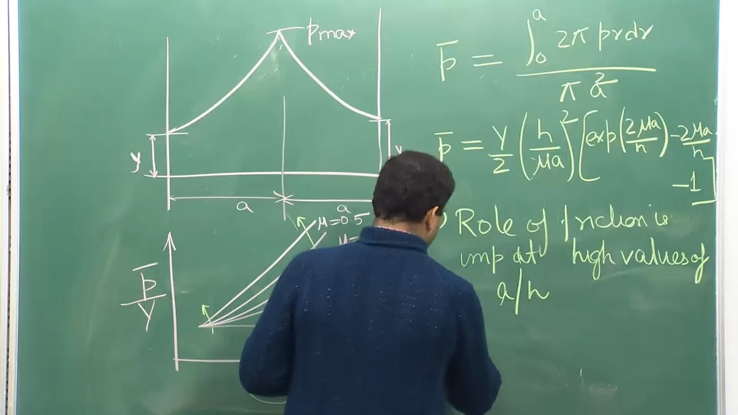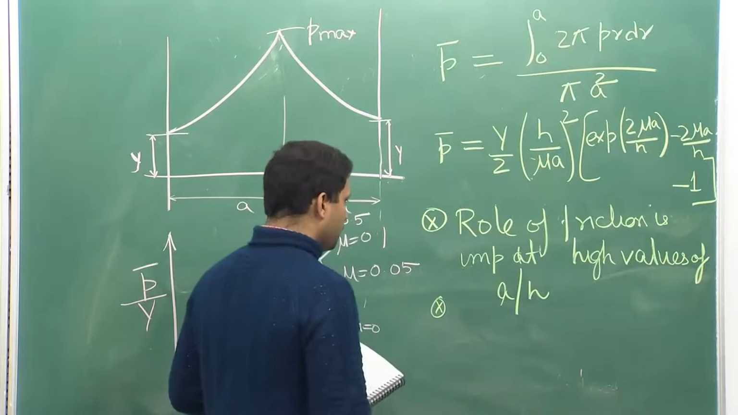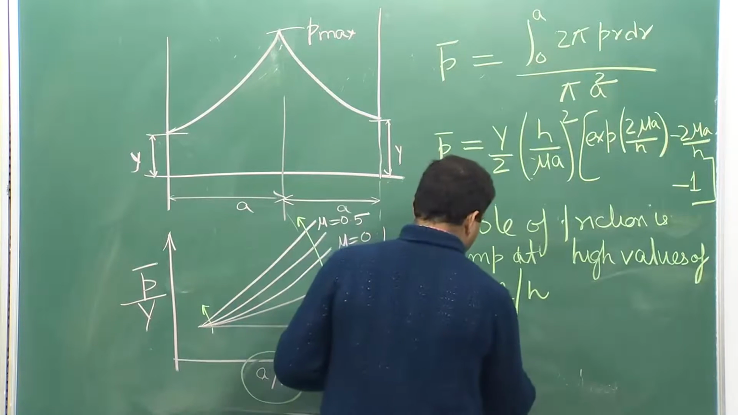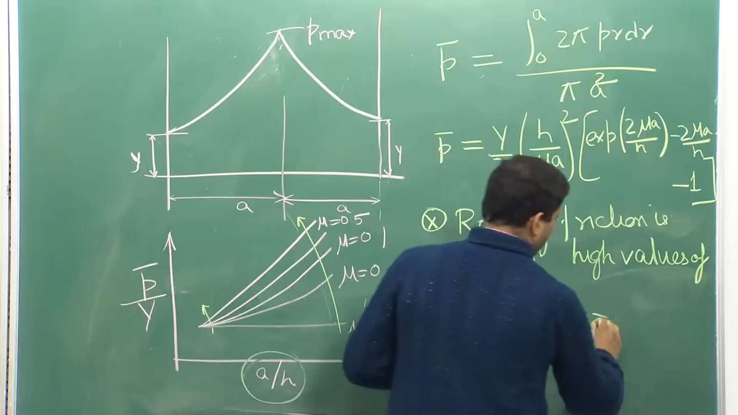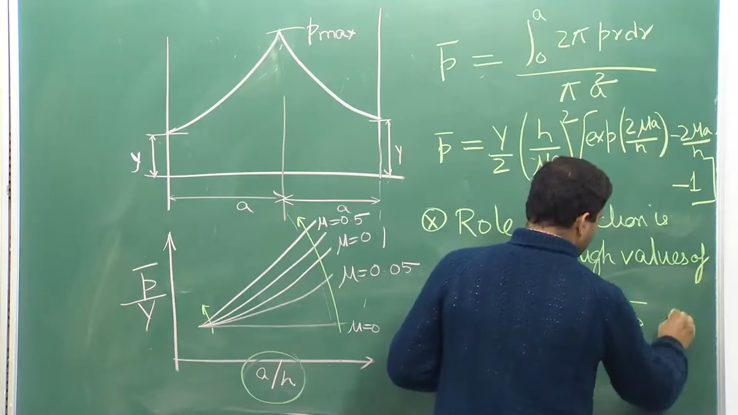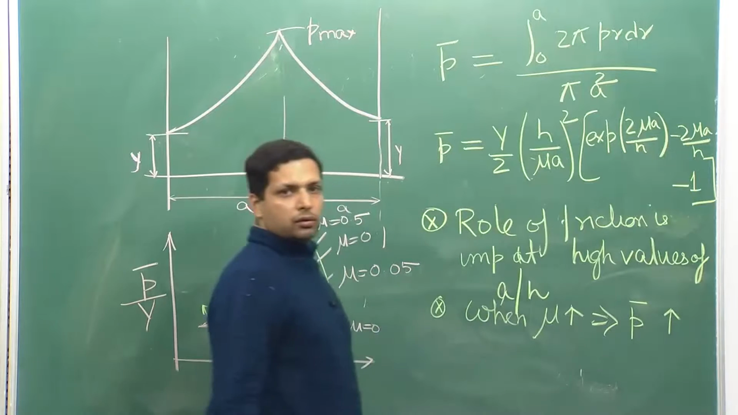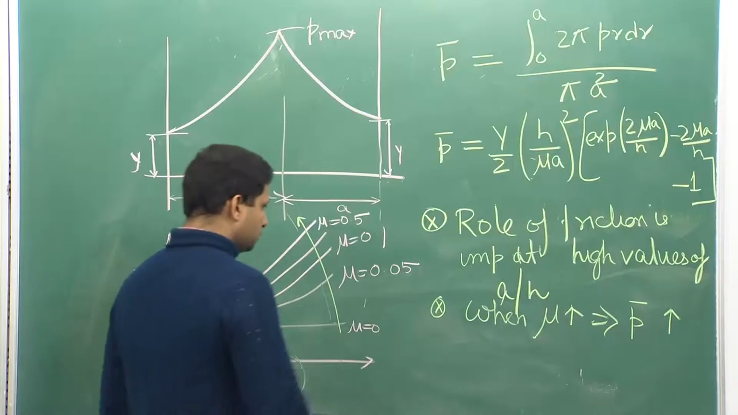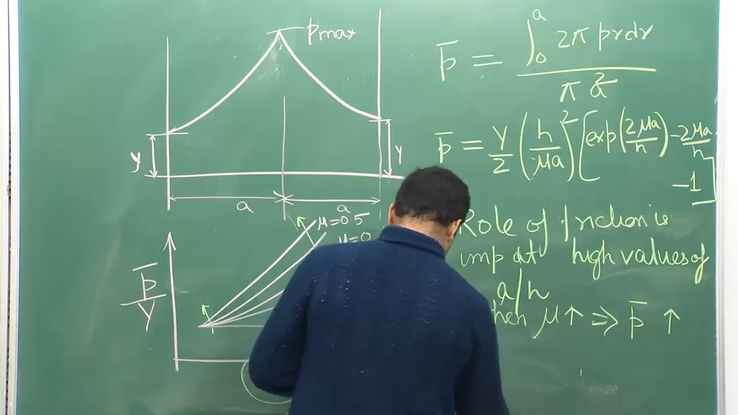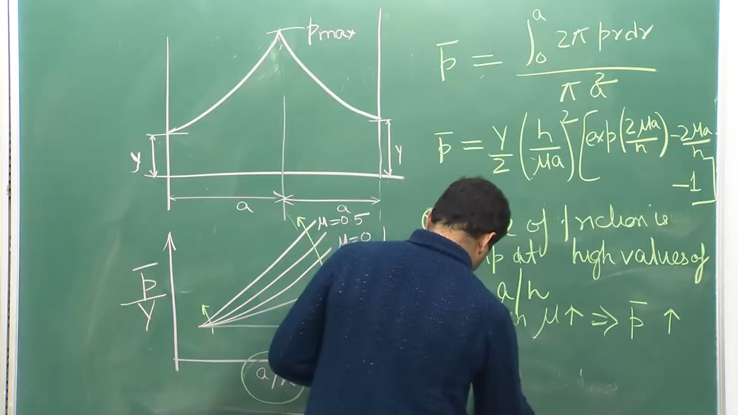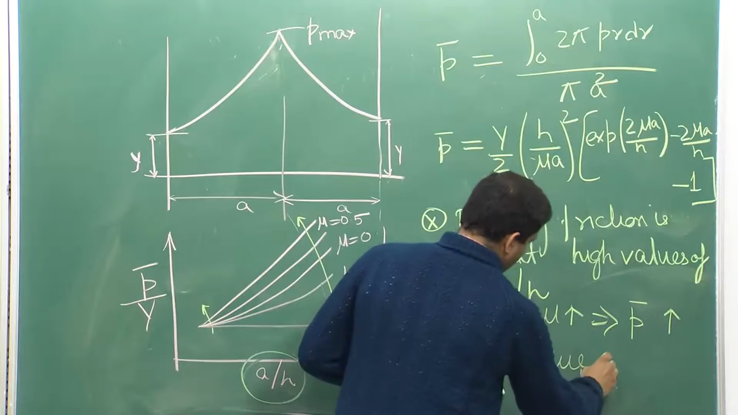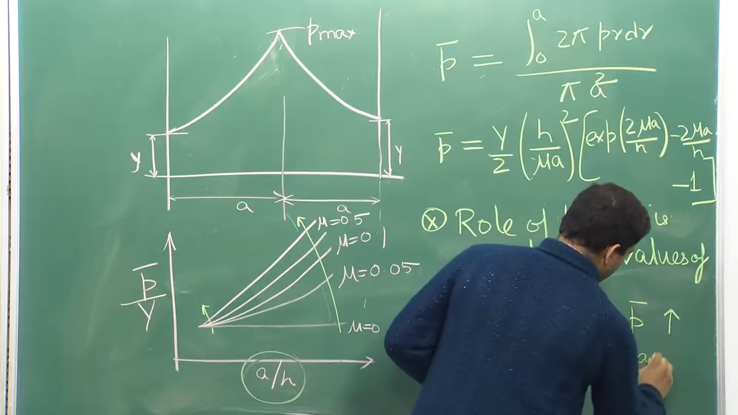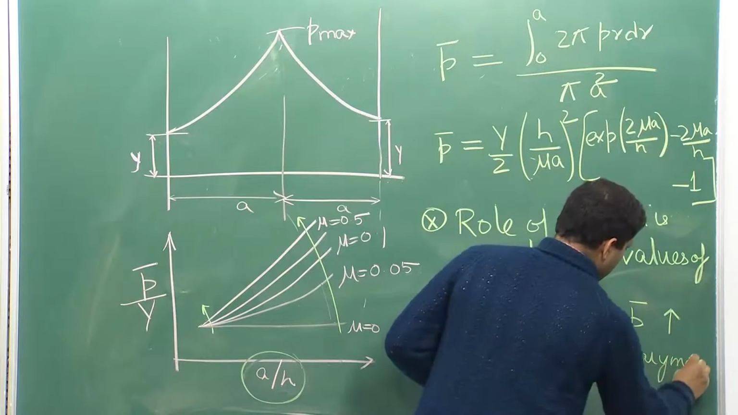Some other minor conclusions: when mu increases, it implies the average pressure increases. Pressure is varying across the interface.